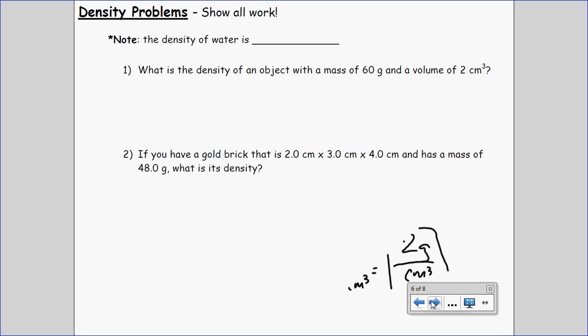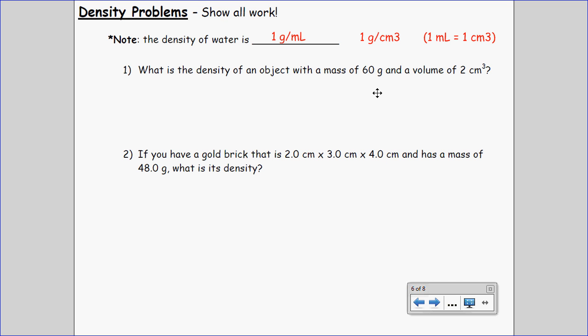Okay, so now that you've worked through that little question of density, let's look through a couple of density problems. Get my scratch work out of the way, sorry about that. Density of water is a standard. It's 1 gram per milliliter. And there are some conversions: 1 milliliter equals 1 centimeter cubed. We're not going to use that in these conversions, but that's something you just need to know.